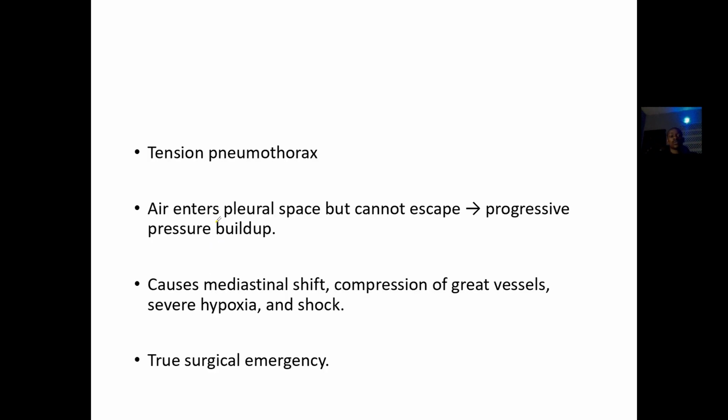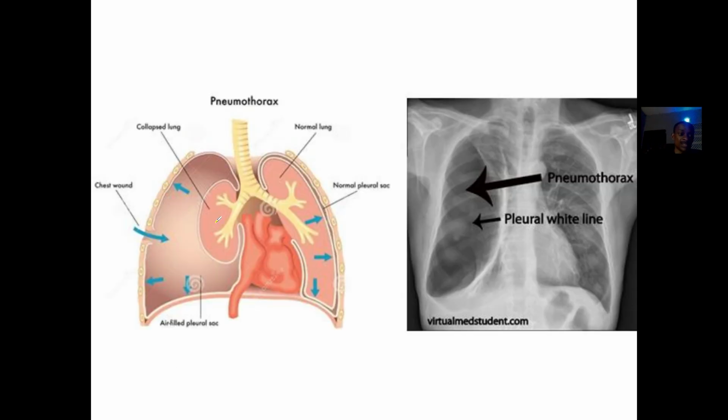Okay, so tension pneumothorax, this is when air enters the pleural space but cannot escape. It causes mediastinal shift, compression of great vessels, severe hypoxia, and shock. So tension pneumothorax, among all the pneumothorax types, is the one that I can say is truly a surgical emergency.